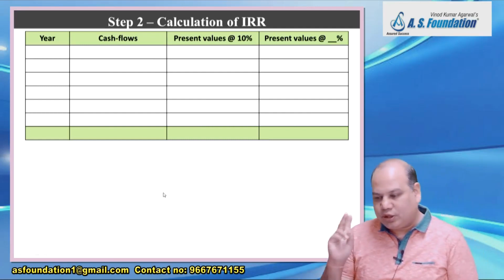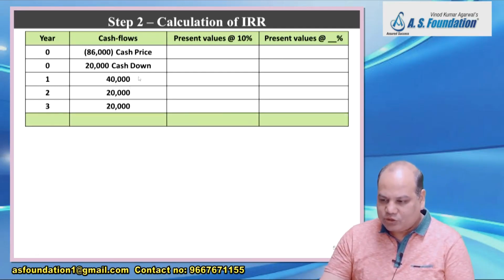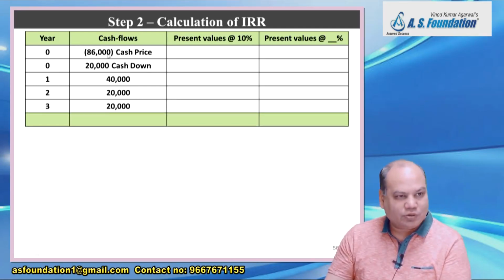In year 0, write 2 items. One is cash price, that is in bracket, 86,000. Think from vendor's point of view. He will have to give you an asset of 86,000 today, and he will recover from you 20,000 as cash down, 40, and 20. This 20 is clear because the total of the HP price is 1 lakh and third installment figure is not mentioned. So we can immediately guess it is a balancing figure. Understood? This is an exam where they will try to confuse you.